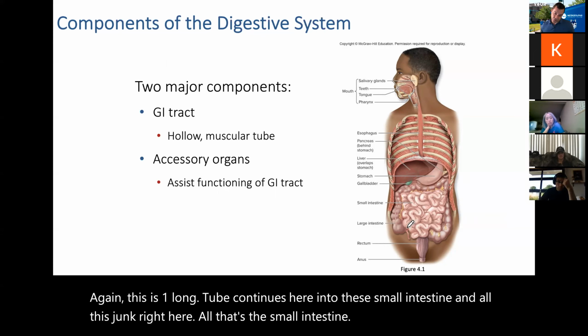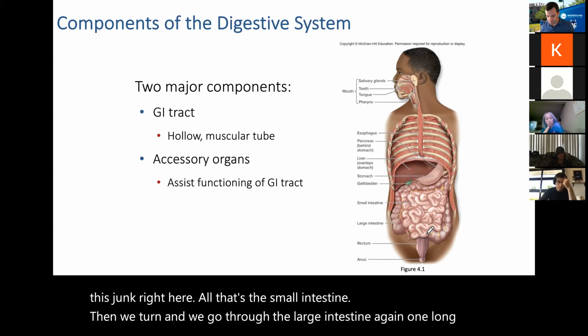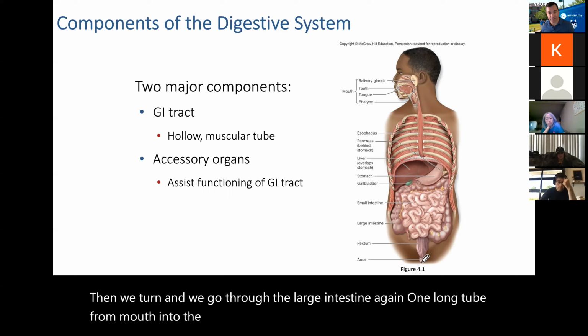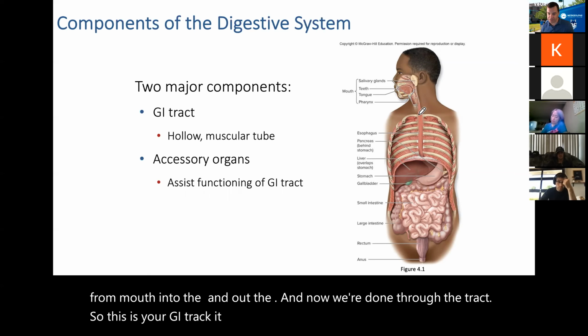Then we turn and we go through the large intestine. Again, one long tube from mouth into the rectum and out the anus, and now we are done through the tract. So this is your GI tract. It is all this: mouth, esophagus, stomach, small intestine, large intestine, rectum, anus.